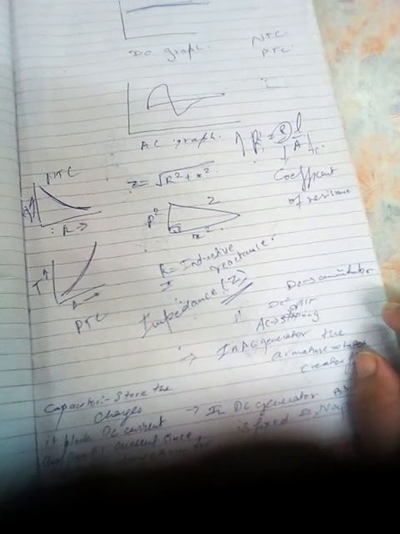Now what is current lag and lead? What happens in the case of inductive reactance? The voltage leads by 90 degree. But in the case of capacitive reactance, the current will lead by 90 degree. Means in the case of inductive reactance, the voltage will lead, and in the case of capacitive reactance, the voltage will lag and current will lead by 90 degree. Okay, now this is all about the AC circuit.